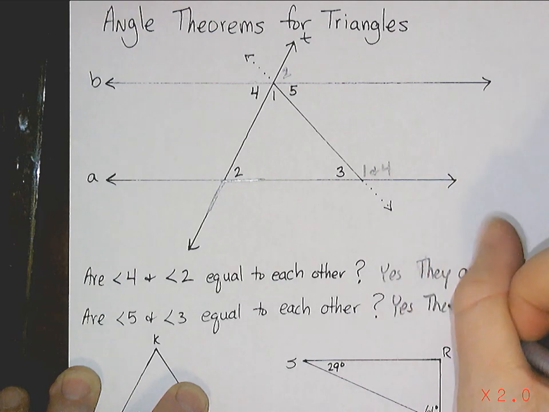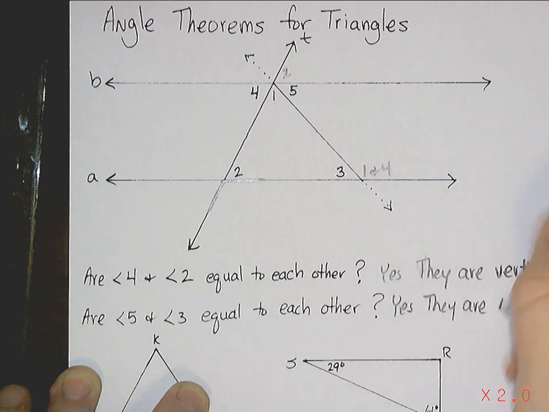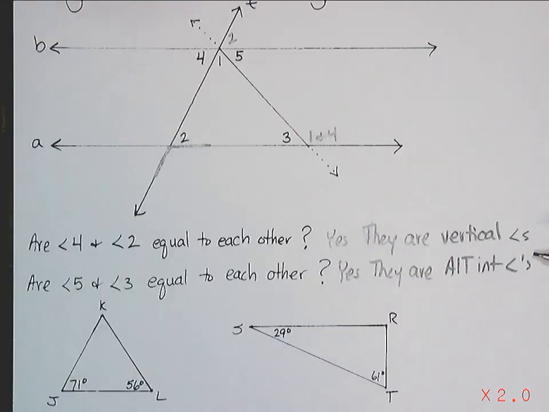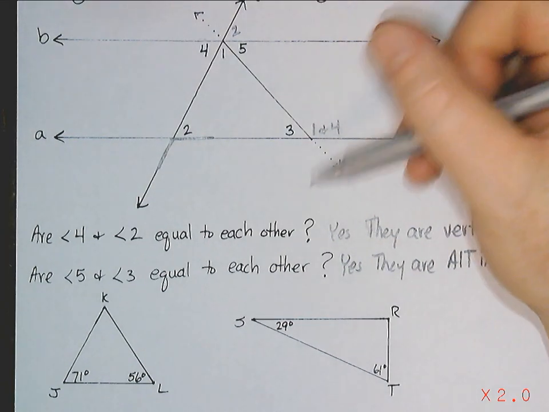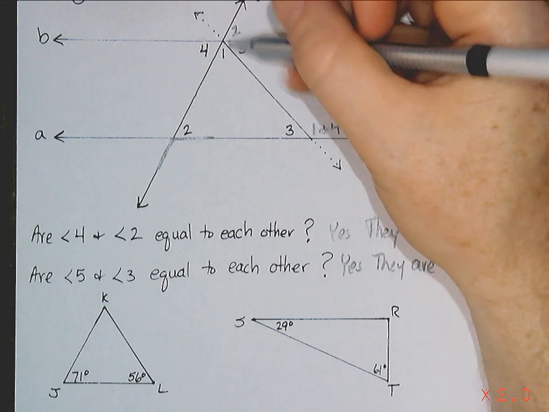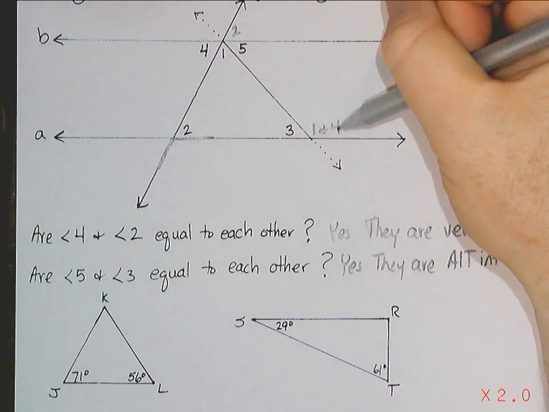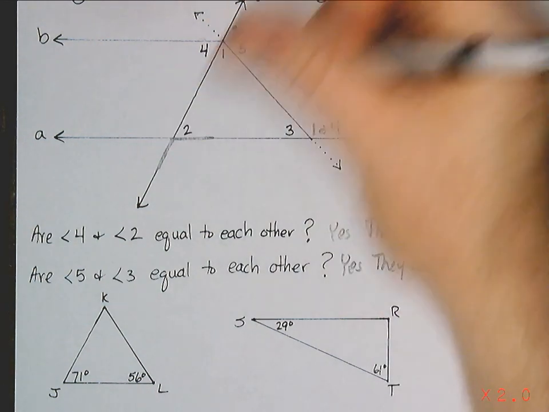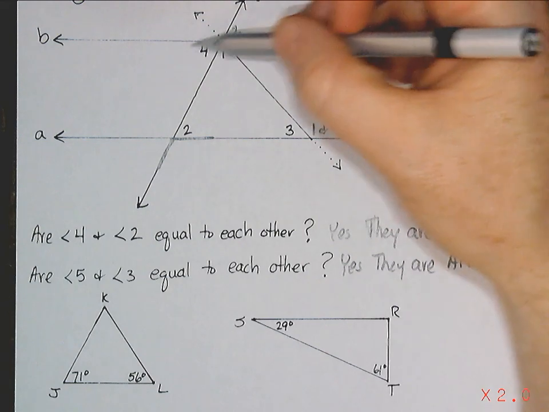They are alternate interior angles. Okay, and this is from our previous lesson on transversals. So 5 and 3 are equal to each other. 1 and 4 are equal to each other here. Now, because we had this transversal here, that cuts up this angle right here.